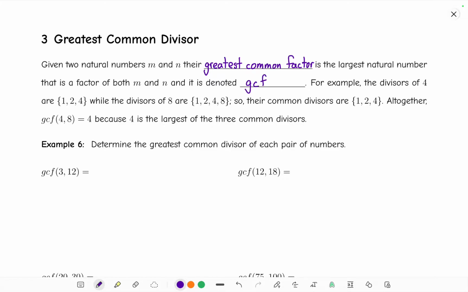For example, the divisors of 4 are 1, 2, and 4, while the divisors of 8 are 1, 2, 4, and 8. So their common divisors are 1, 2, and 4, because that's what they have in common. But altogether, the GCF of 4 and 8 is 4, because 4 is the largest there.